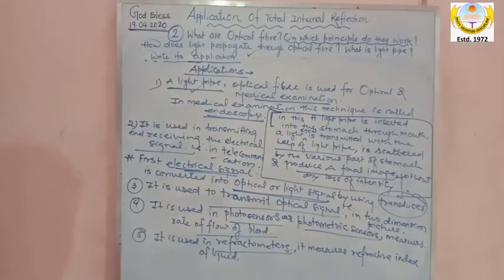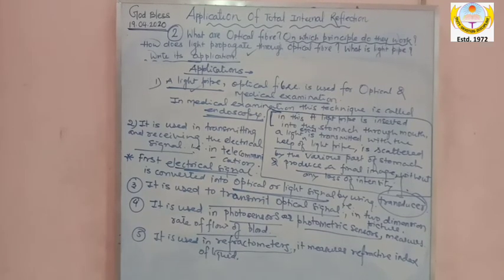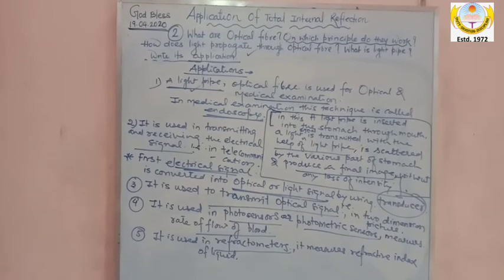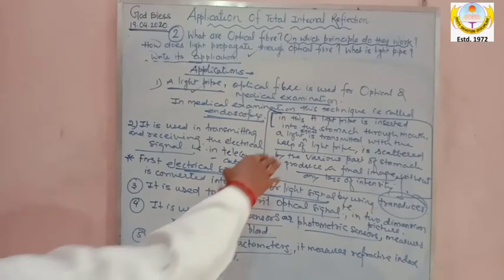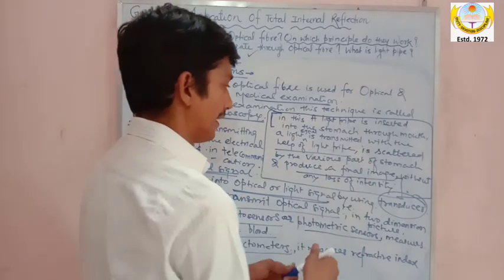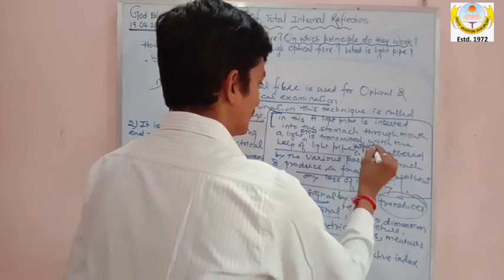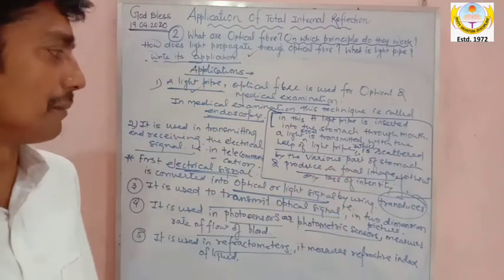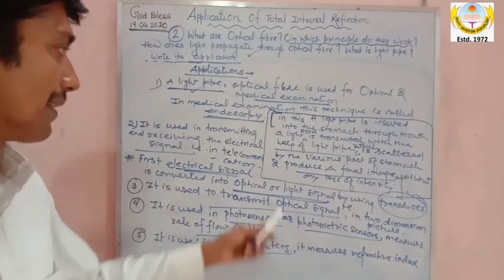Oh God, such nice applications you are observing, that it is used in a light pipe, my dear. A light pipe, optical fiber, is used for optical and medical examinations. In medical examination, this technique is called endoscopy. I explained what endoscopy is: a light pipe is inserted into the stomach through the mouth, and a light signal is transmitted with the help of the light pipe, which is scattered by the various parts of the stomach and produces the final image without any loss of intensity. Am I clear? That is the method called endoscopy.